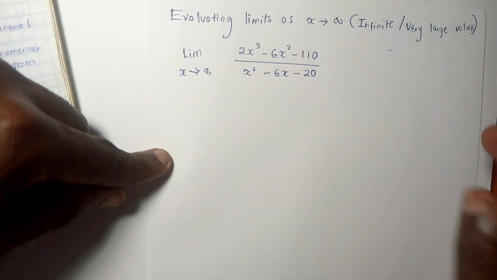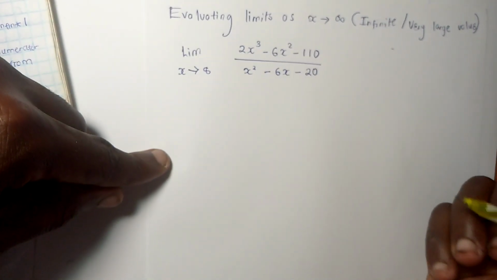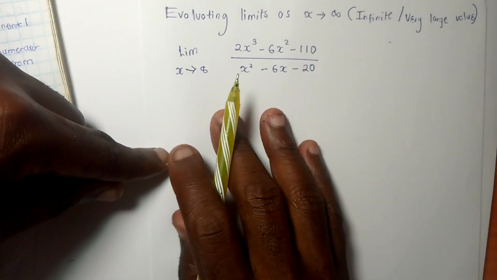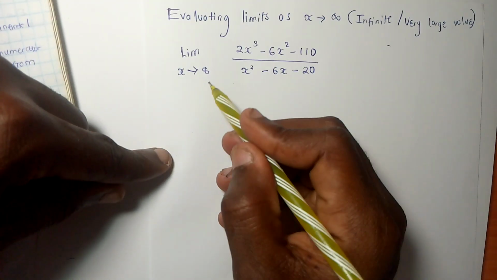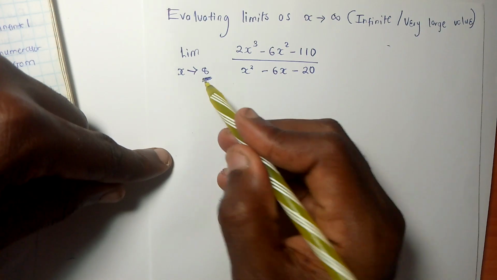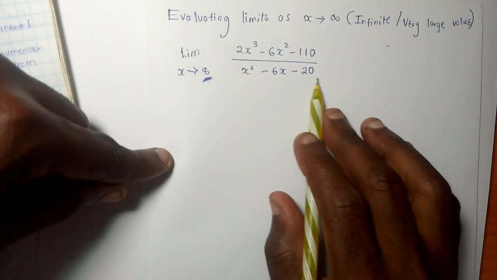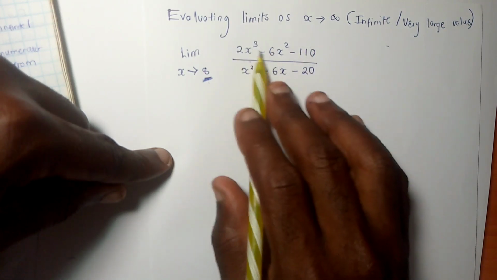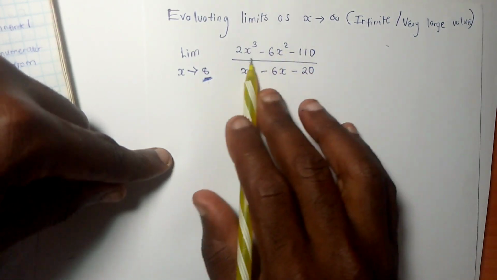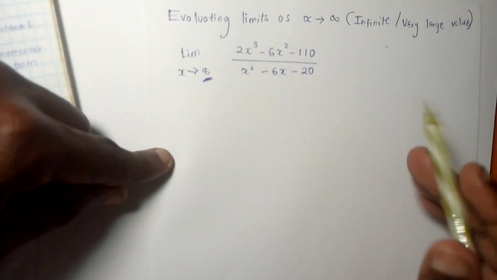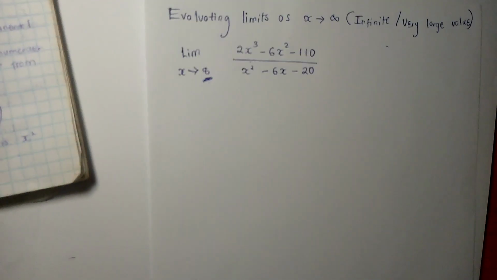In this method, anytime you see that the limit of x is approaching infinity, the approach to use is to check the highest power in the denominator and divide each term in both the numerator and denominator by the highest power of x in the denominator.